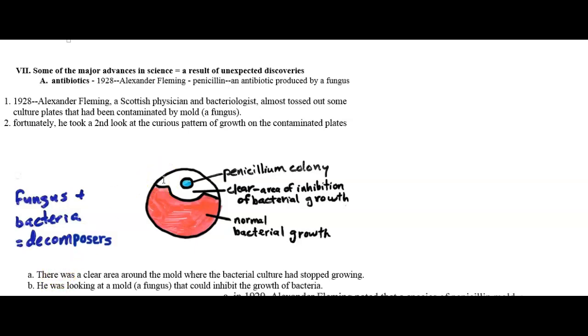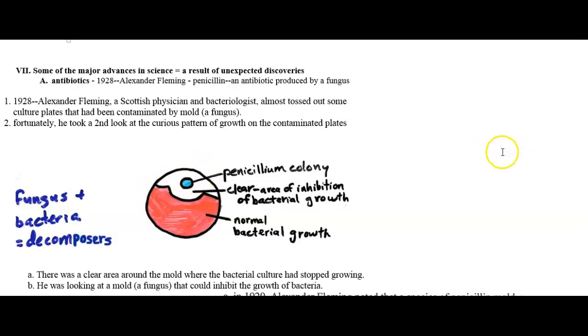So in 1928, there was a man named Alexander Fleming. He was a Scottish physician and a bacteriologist. He was in his lab, and he almost tossed out some culture plates that had been contaminated. So the culture plate was open, and I drew this picture. It wasn't really these colors, I made it these colors. Let's say the red was normal bacteria, but let's say originally this whole thing is covered in red.